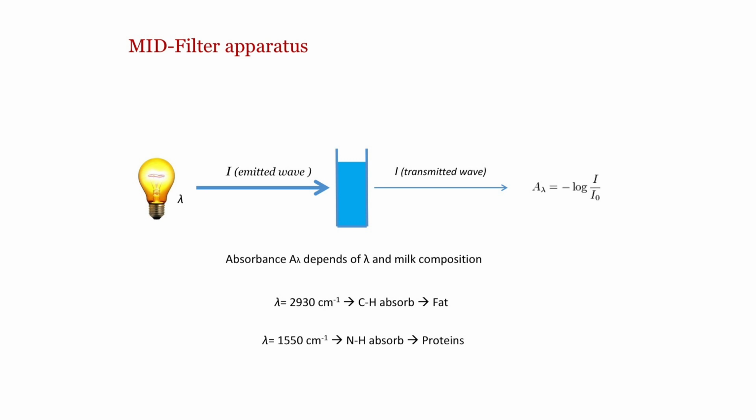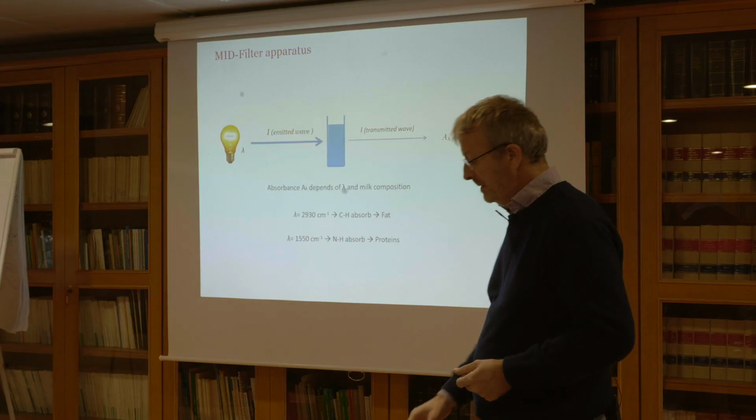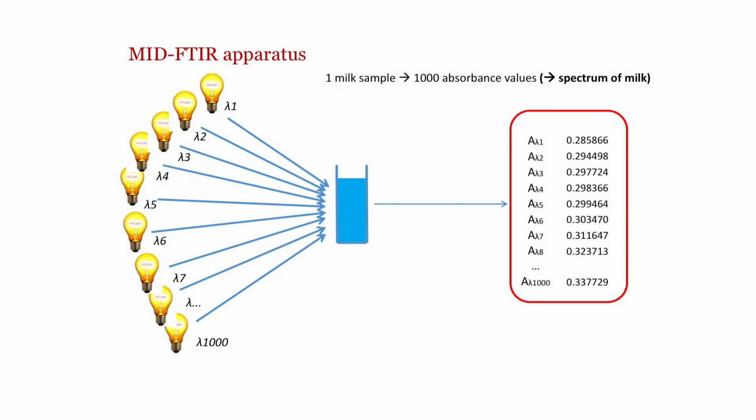But the problem is that we need an apparatus or a filter different for each type of bond that you want to detect. And since 20 years now, we have what we call a mid-FTIR apparatus. It's a Fourier transform apparatus. This apparatus has the capacity to measure the whole wavelength range of the mid-infrared at the same time. And you are able to measure the absorbance at all these wavelengths, for example from wavelength 1 to wavelength 1000, because the mid-infrared is about 1000 wavelengths.